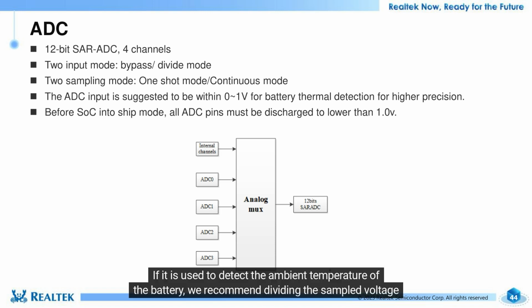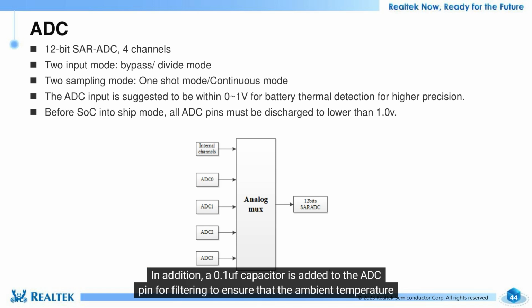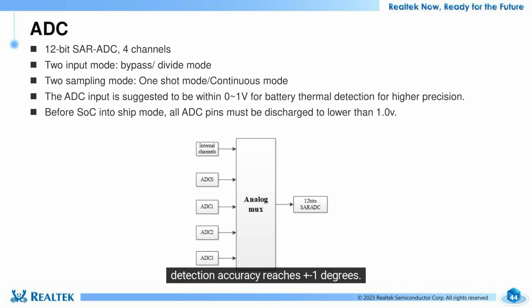If it is used to detect the ambient temperature of the battery, we recommend dividing the sampled voltage value to within 1V. In addition, a 0.1 uF capacitor is added to the ADC pin for filtering to ensure that the ambient temperature detection accuracy reaches plus and minus 1 degree.